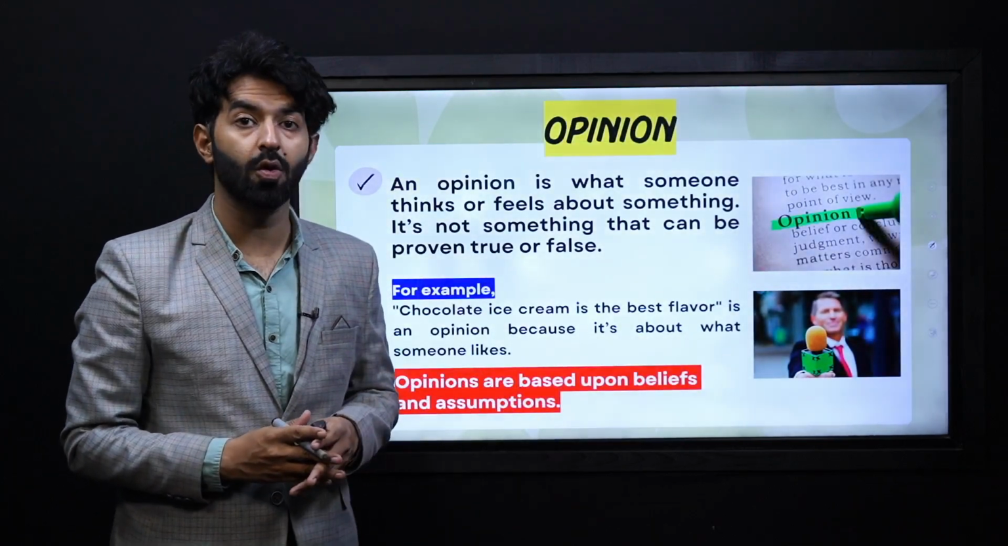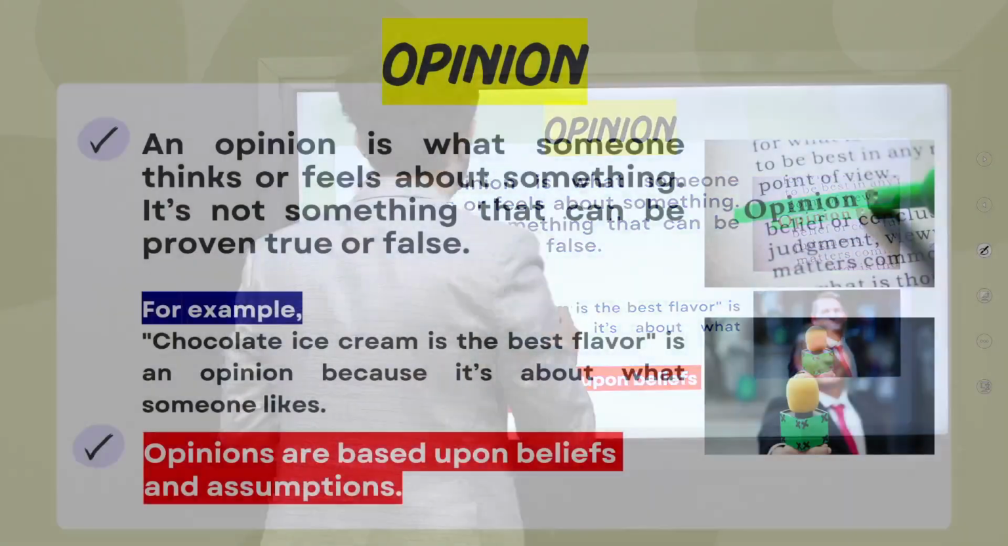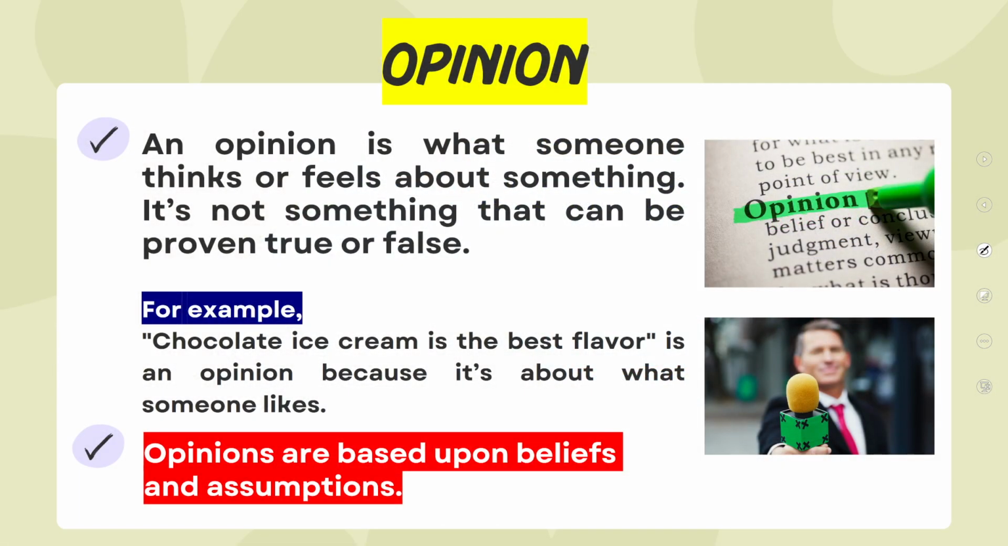Now, what is an opinion? Let's see. An opinion is what someone thinks or feels about something. It's not something that can be proven true or false. Now we have established that an opinion is what someone thinks or feels, and it cannot be proven whether it's true or false. Let's look at an example.